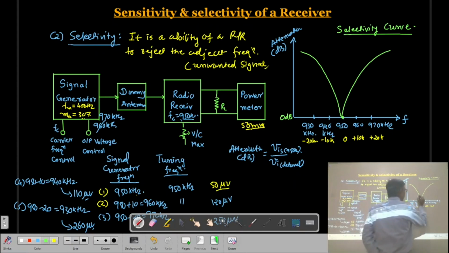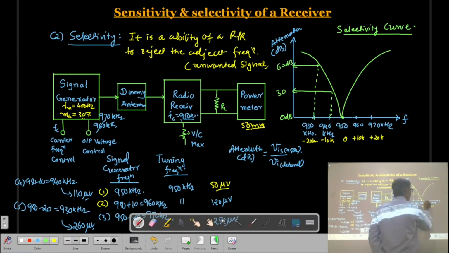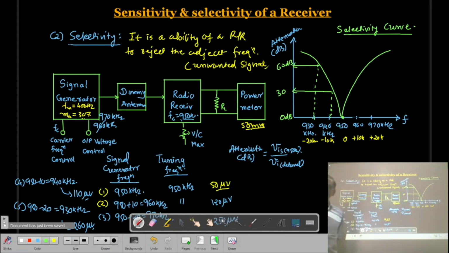Here you can see that if my signal is detuned by 10 kilohertz, then this much amount of attenuation will be there. Let us say it is 30 dB. If it is detuned by 20 kilohertz, then the attenuation is 60 dB. Okay? So whatever the adjacent signals are there, this adjacent signal has more and more attenuation.